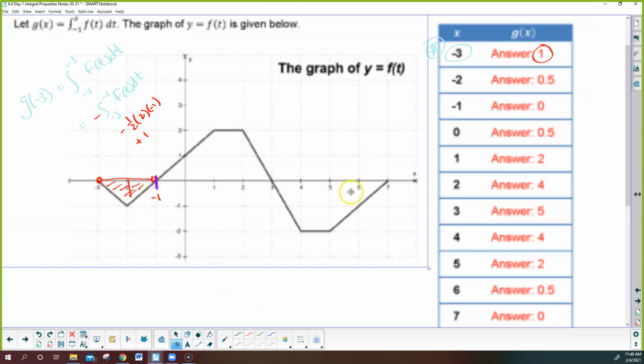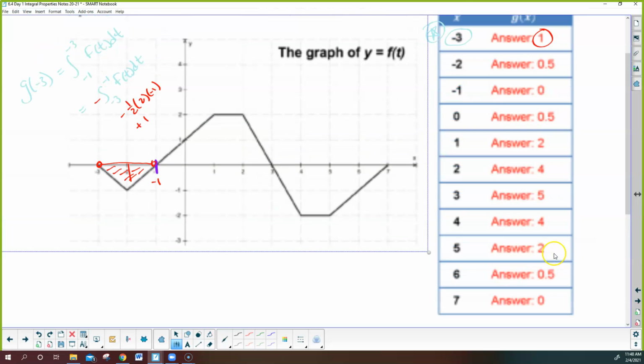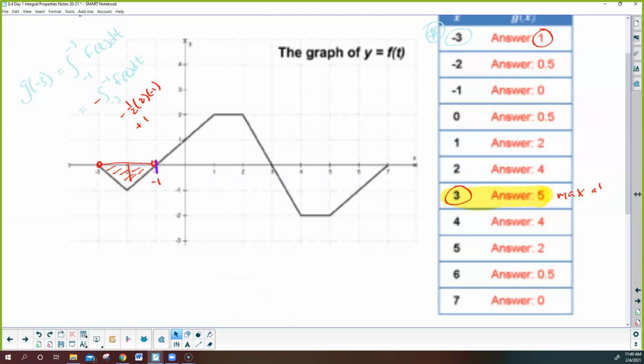Well, what if I kept going? Notice it just keeps going down, down, and down. Well, we asked you the question, what was the maximum area underneath the curve? So notice, when x was equal to 3, I had a max value. It's the highest output, and that's area under the curve. So we know that my max occurred at x equals 3.